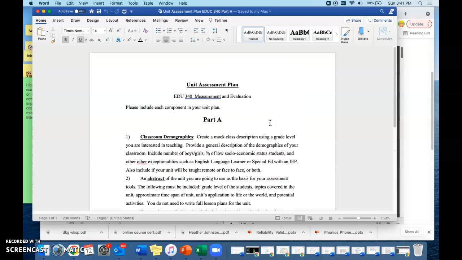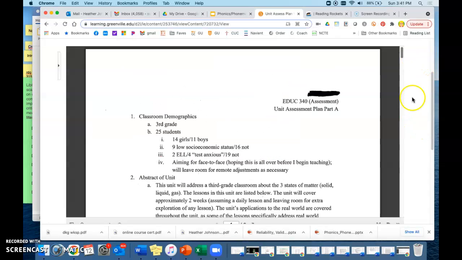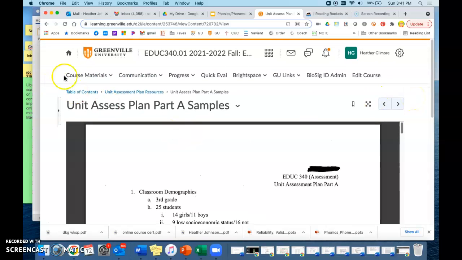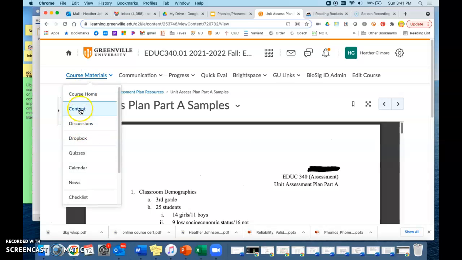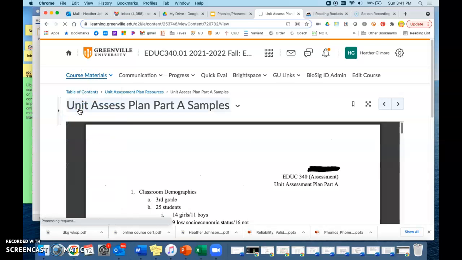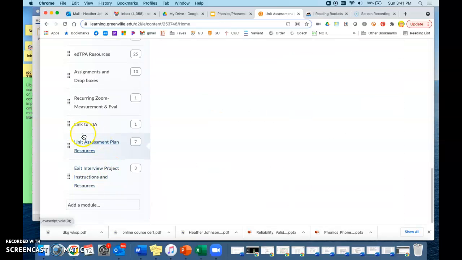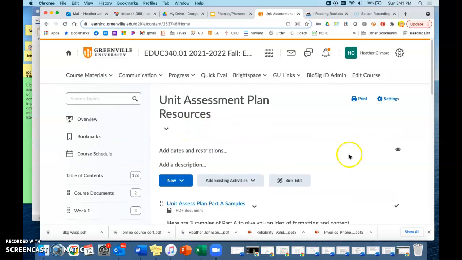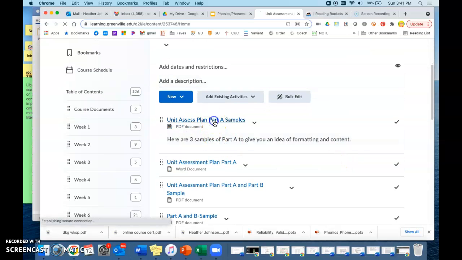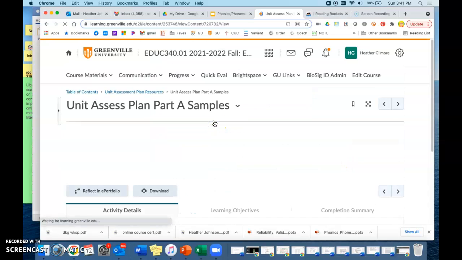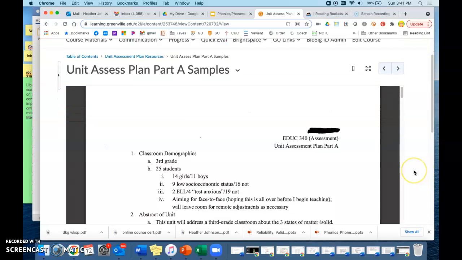Okay, that's the sections. If we switch over here, if you go into D2L, course materials, and go to content, when you go to content and you scroll down to the bottom, you see a section called Unit Assessment Plan Resources. I have put samples of the unit plan in there for you to look at. So right here are Part A samples to give you an idea.